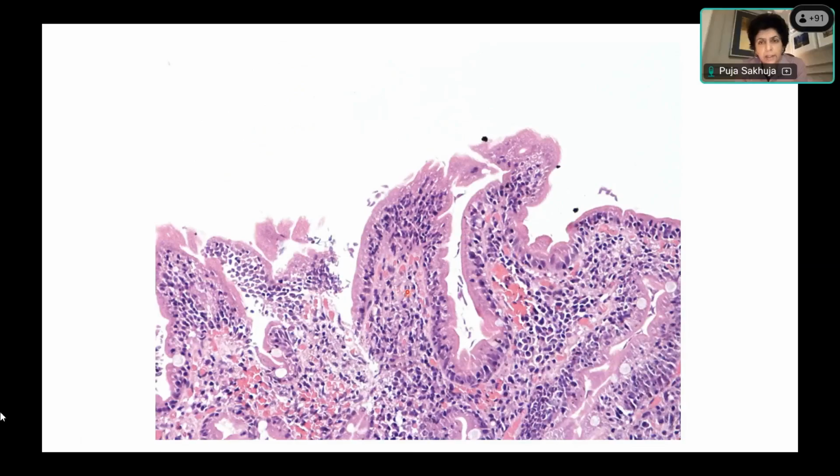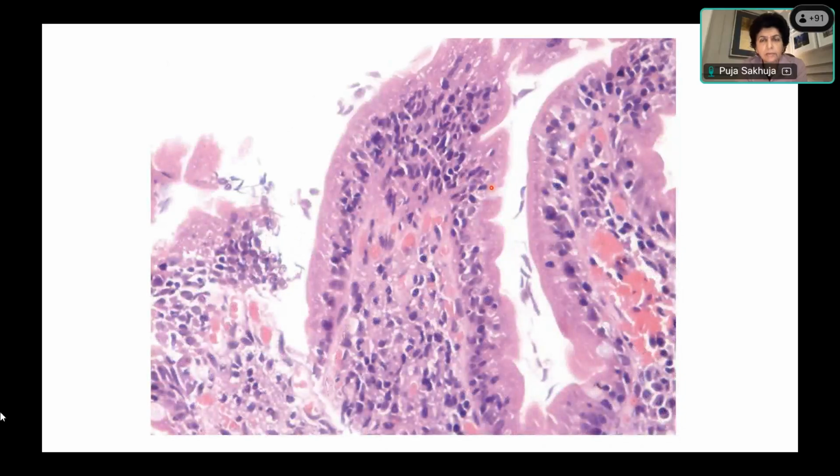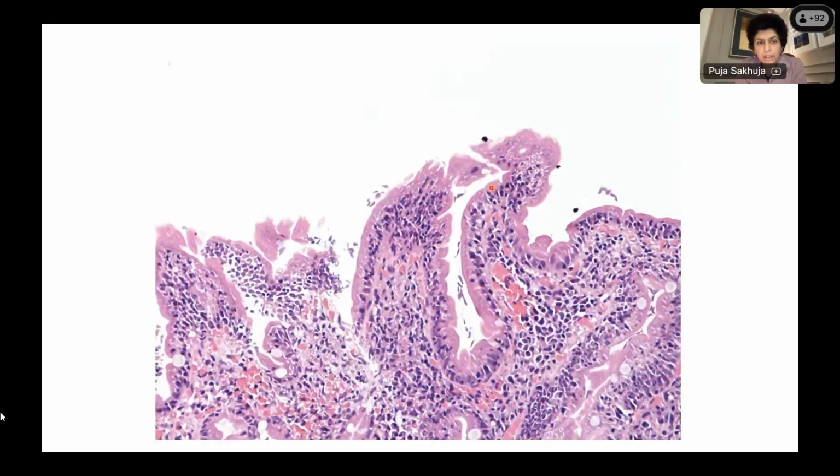places. And another thing that you are seeing in this particular slide, do you want to comment on the intraepithelial lymphocytes? There's an increase in intraepithelial lymphocytes. Okay, so why is there an increase in intraepithelial lymphocytes? Because of infection. Even giardiasis can show a patchy increase in intraepithelial lymphocytes.